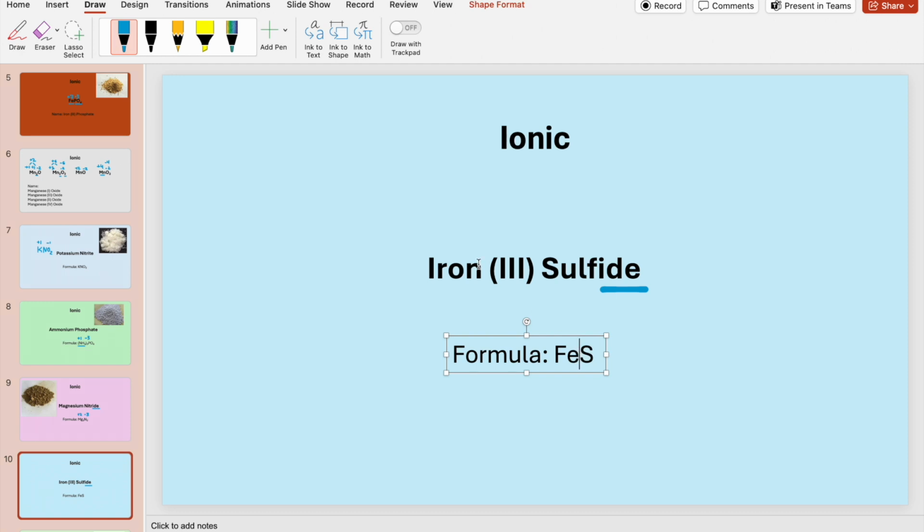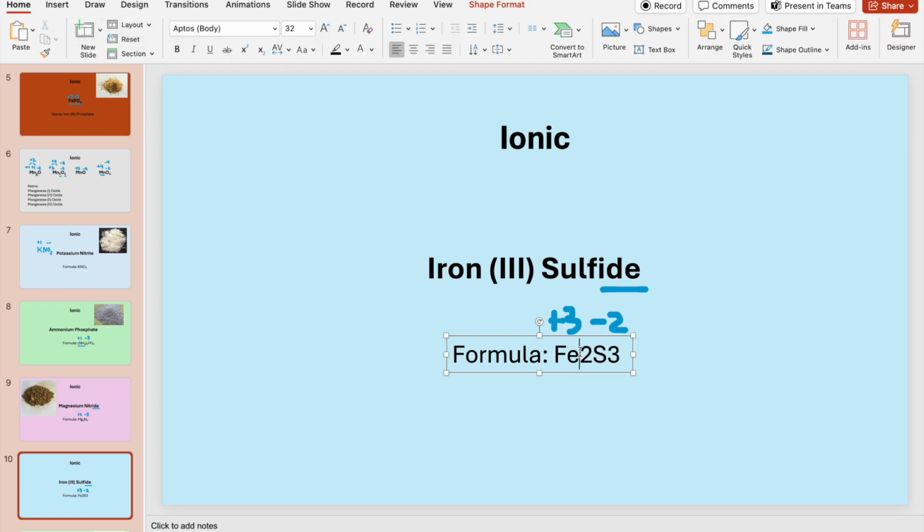Looking at how many we need. So iron is +3. Sulfur is -2. So +3 and -2. It's going to be another 3-2 rule. So you're going to need 2 irons and 3 sulfurs. And that's it. So 2 irons, 3 sulfurs, and make them subscripts because that's counting how many there are. So down, down, done. That's iron 3 sulfide.